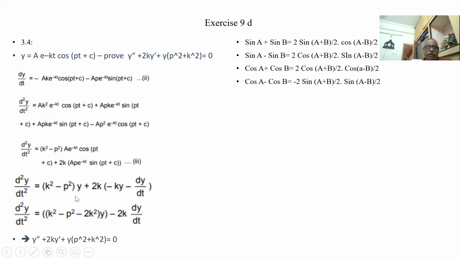So it is always better to put in terms of y and y'. You can put in terms of y, y' and y'', because somewhere cos and sine will reappear. Okay.